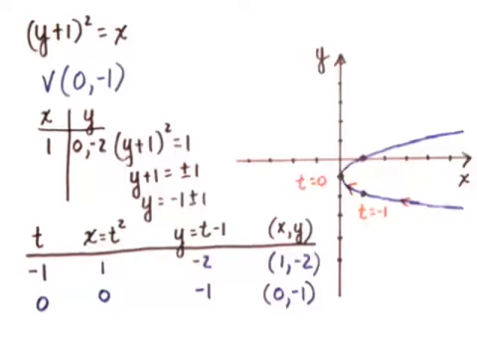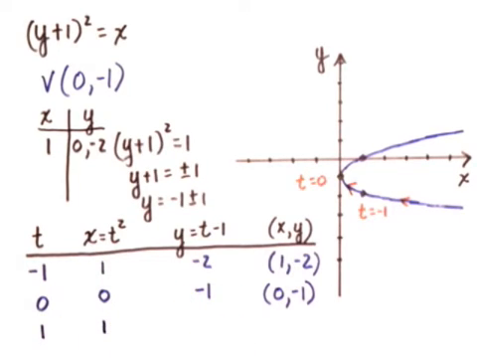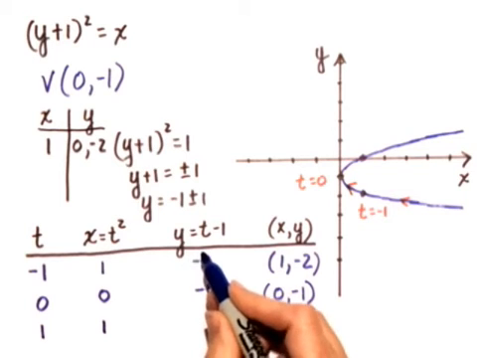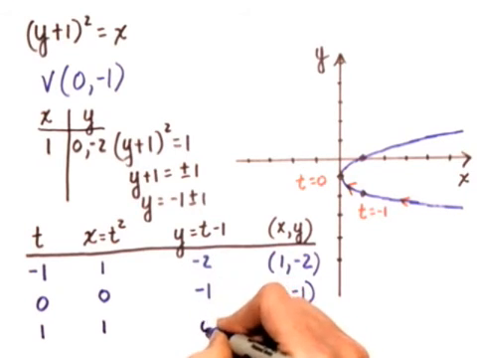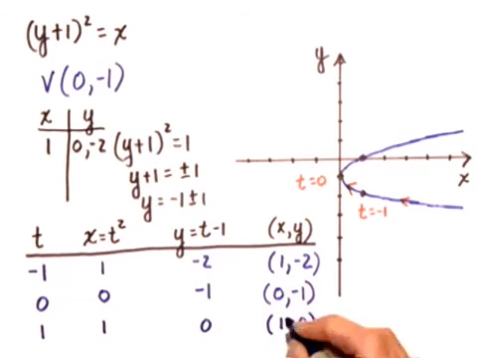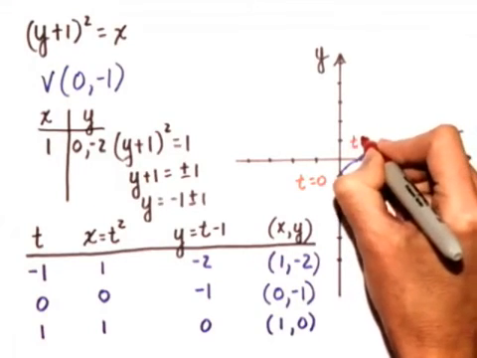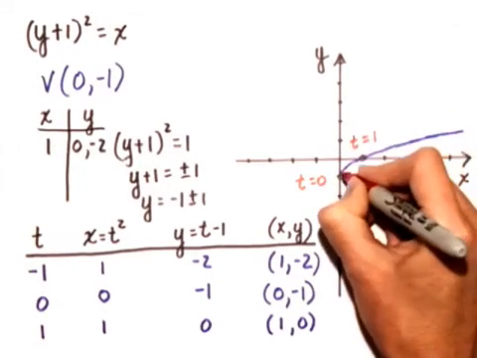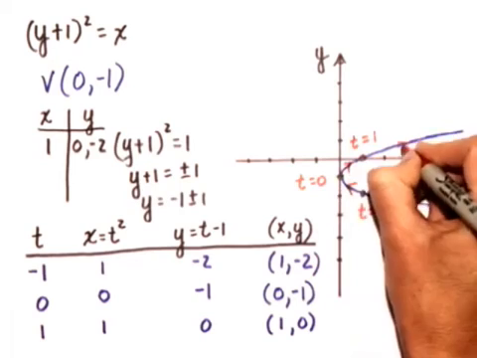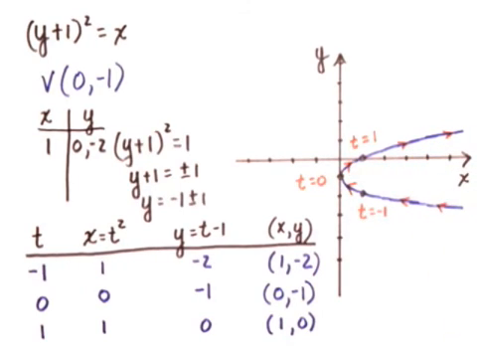Let's do one more point by letting t equal 1. Then x will be t squared, or 1 squared, which is 1. And y will equal 1 minus 1, or 0. And we'll have the point 1, 0, which is right here. So this represents t equal to 1. So we can put our arrow orientation on our plane curve.